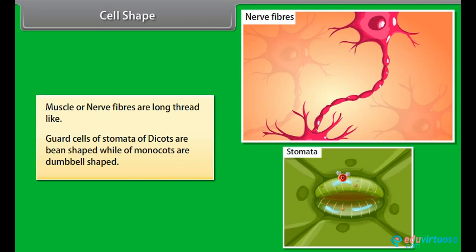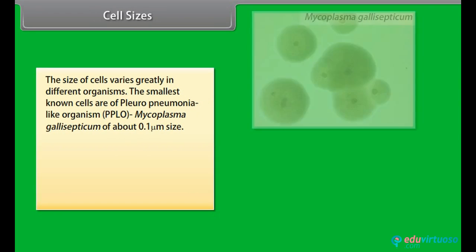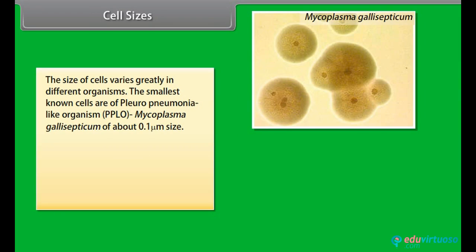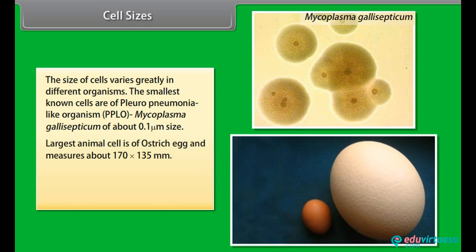Guard cells of stomata of dicots are bean-shaped, while those of monocots are dumbbell-shaped. Cell sizes: the size of cells varies greatly in different organisms. The smallest known cells are of pleuropneumonia-like organism, that is PPLO, Mycoplasma gallisepticum, of about 0.1 micrometer size. The largest animal cell is of the ostrich egg and measures about 170 by 135 millimeter.